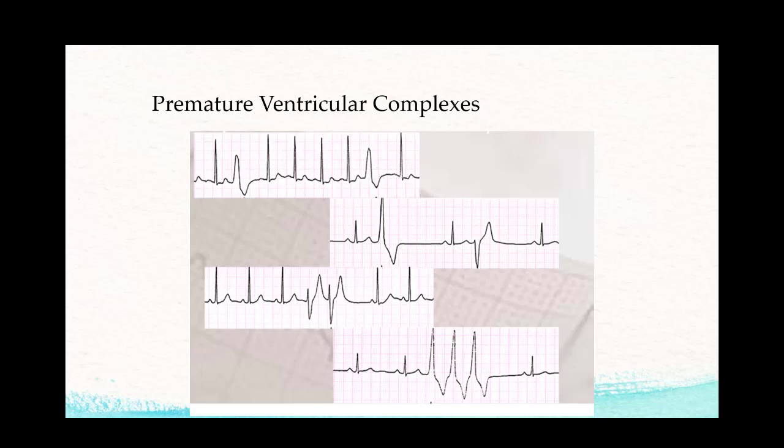Or you can have three beats together. So three PVCs together is called a salvo, S-A-L-V-O. A salvo, by definition, is three beats. If you have three PVCs together, that can be defined as a 3-beat run of VTAC. And then the fancy medical word for that is a salvo.